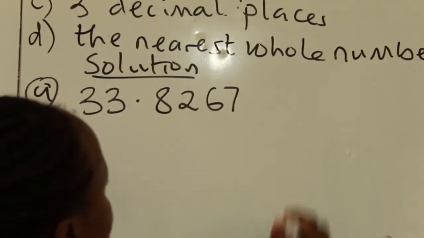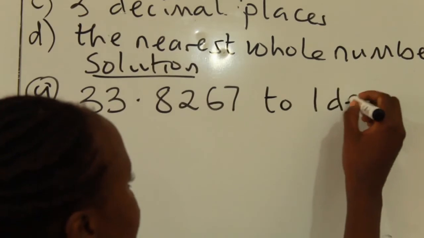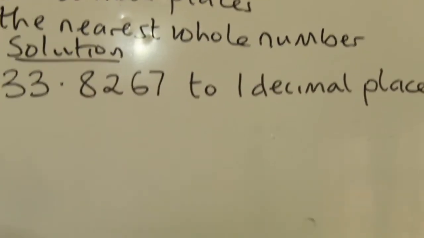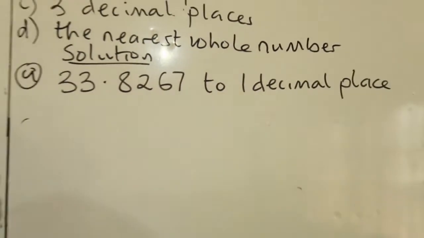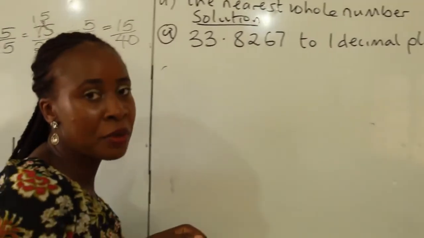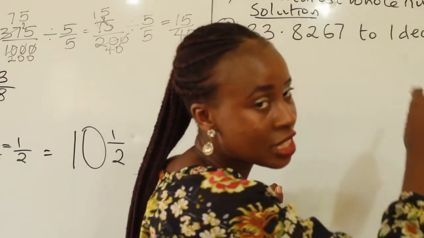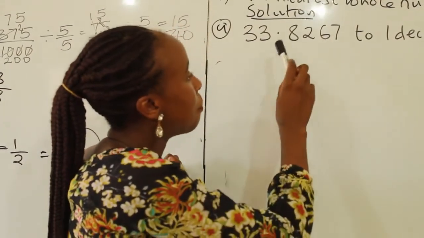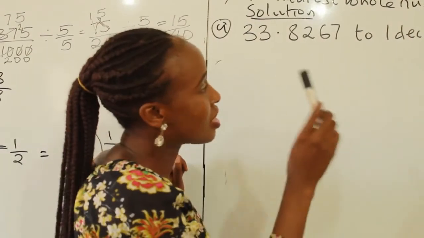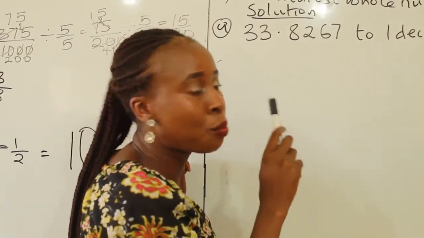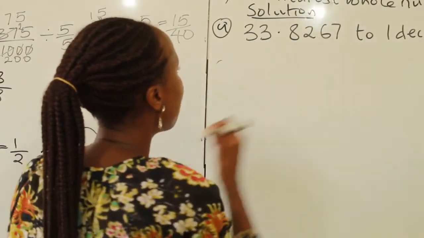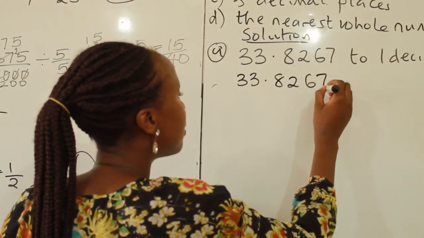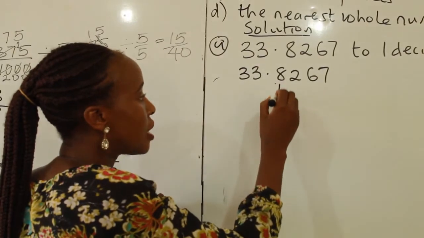33.8267 to 1 decimal place. In some textbooks, you will see 1 DP. When you see 1 DP, note that the DP means decimal place. 1 decimal place means the first digit immediately after the decimal point. Here, in 33.8267, the first digit after the decimal point is 8.